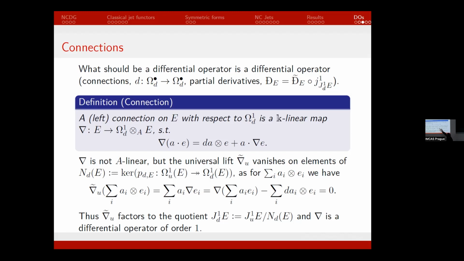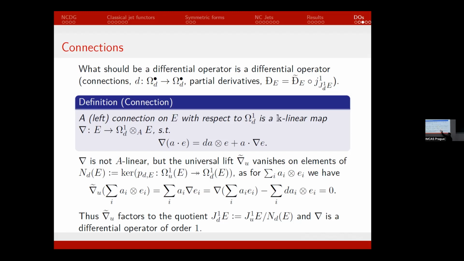So there is an already known notion of connection in non-commutative geometry on a bundle, on an A-module E, with respect to a certain first order differential calculus. That is a k-linear map that maps elements of E to one-forms with values in E that satisfy the Leibniz property. This is the definition. We know it's not A-linear because it satisfies the Leibniz property, but it's k-linear.